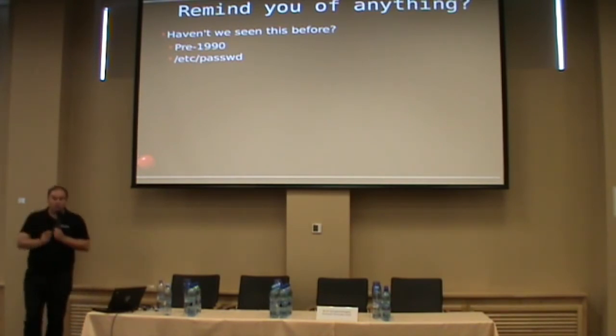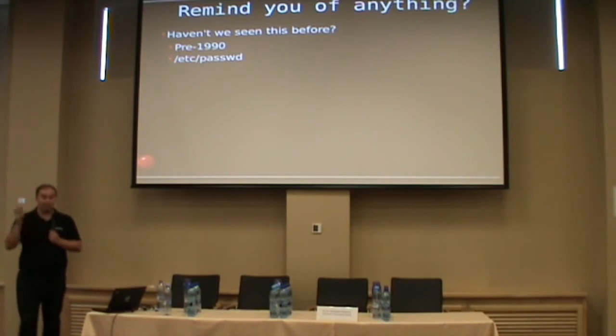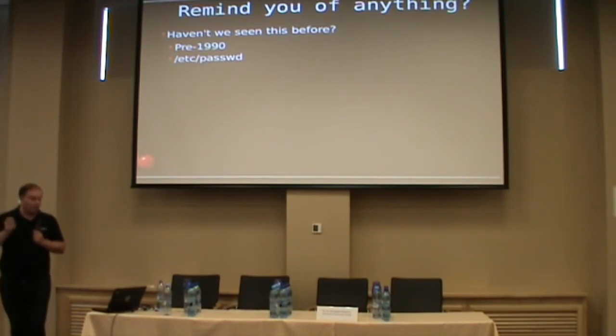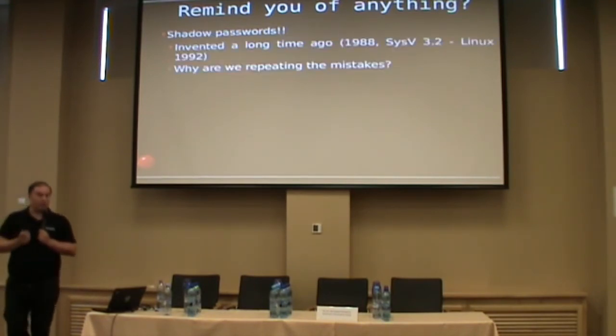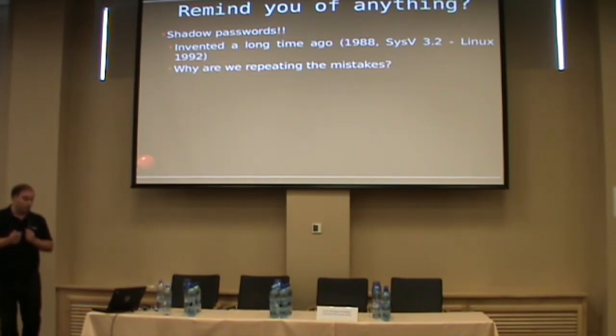Now, we solved this problem in the 90s. Well, I was certainly not part of doing that, but I'm reaping the benefits. The world implemented something called shadow passwords. I had to research this for this talk a previous time. It was invented in 1988 in System V version 3.2, and it entered Linux in 1992. That's a long time ago.